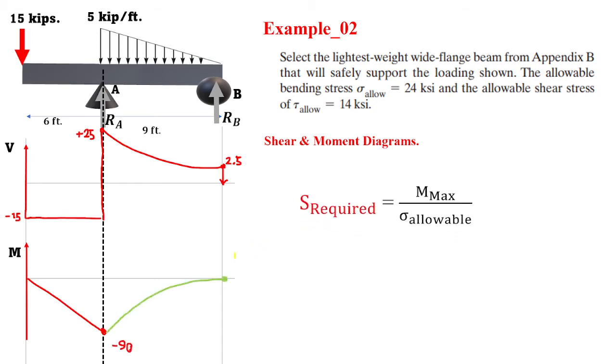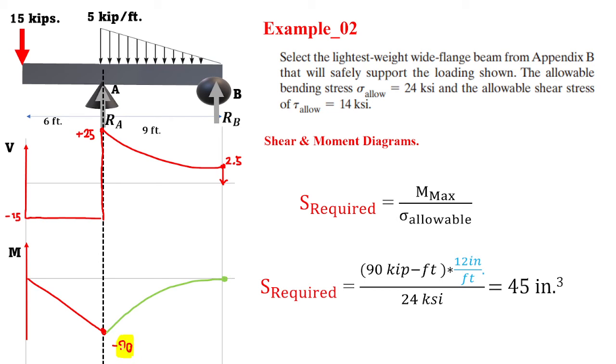So when we have all the material, we can just replace the moment, forget about the direction, 90 kilopound feet converted to inches, times 12, over sigma allowable, that's 24, and it just gives us S, the modulus of section. Modulus of section is equal to S of 45 inch cubed.